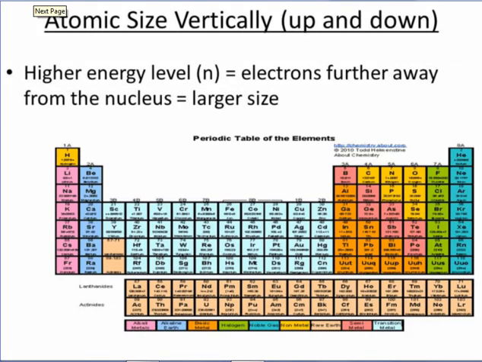So on the periodic table, I've got energy level 1 here, 2 here, 3 here. So as I'm going down, they're smaller up here, and the atoms are bigger here. Okay? That's the vertical trend. As the energy level goes up, so does the size.